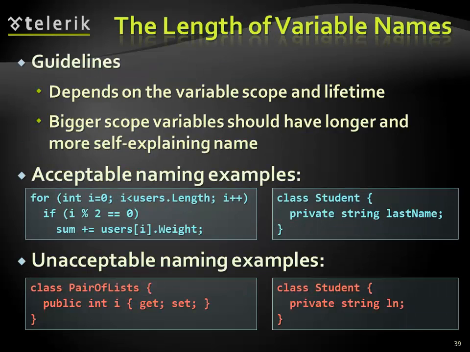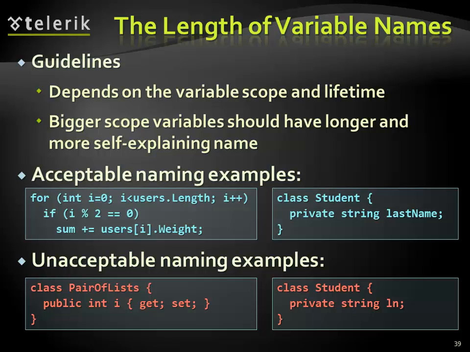Length of variable names. Again, the same guidelines as before. How long could the name of a variable be? Well, ideally between 9 and 21 characters, but it can be less, it can be more as necessary. So it really depends on the variable scope and the lifetime of the variable as well. If a variable is more famous or more general for the whole class, it should have a longer name, usually, to be better qualified, so it has a more self-explanatory name.